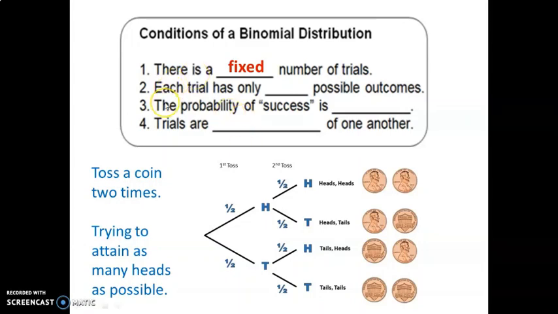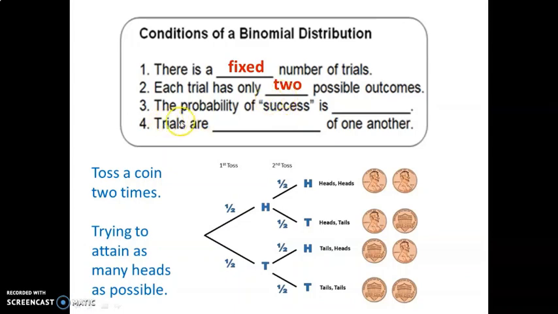Great. Condition number 2, each trial has only 2 possible outcomes. So along each trial, in this case each toss, there's only 2 outcomes, a head or a tail. And often in binomial distribution we call it a success or a failure. If we're trying to attain as many heads as possible, we can say head is a success, tail is a failure. So there are only 2 things that can happen, success or failure on each trial. Okay, great. Our situation meets that condition.